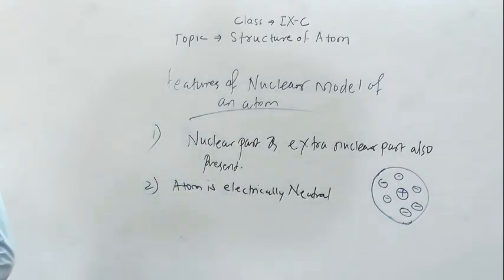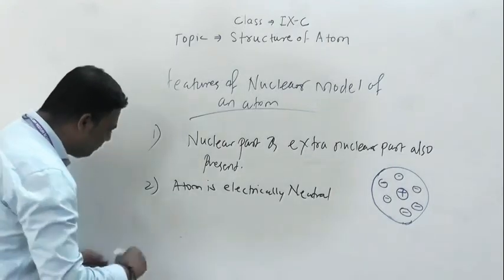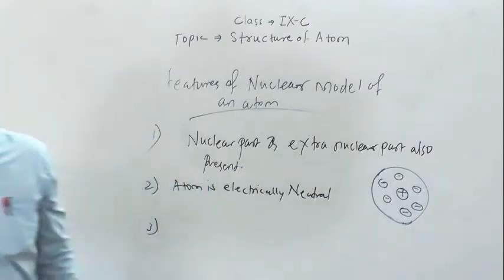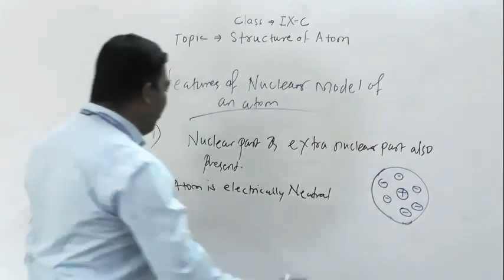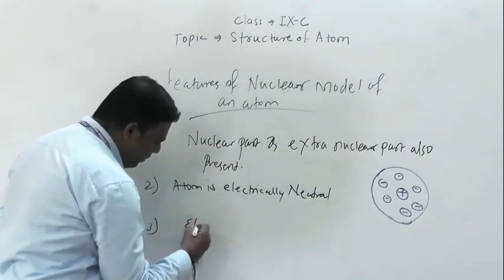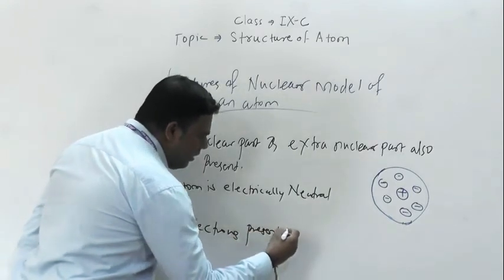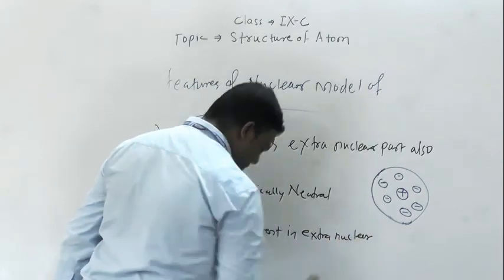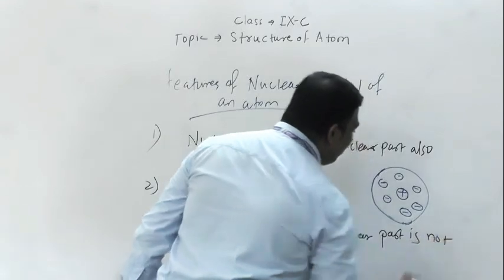That is the second point. Now we will discuss the third point. The third point is that the electrons present in the extra nuclear part are not stationary.